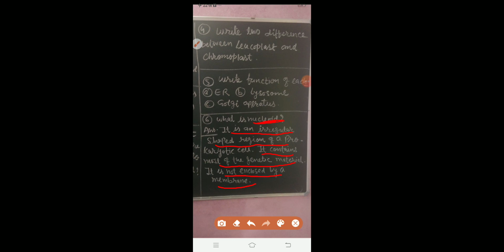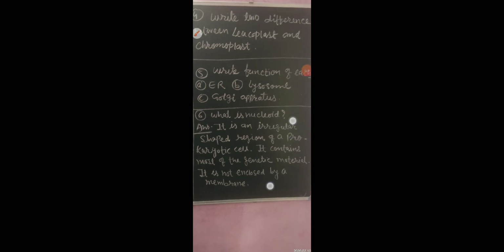In the second part of my lesson, I have described the prokaryotic and eukaryotic cells and their differences. So you can find in that lesson the nucleoid which is present in the prokaryotic cells. And student, it is not enclosed by a membrane, and it contains most of the genetic material. So student, you can note it down from here.